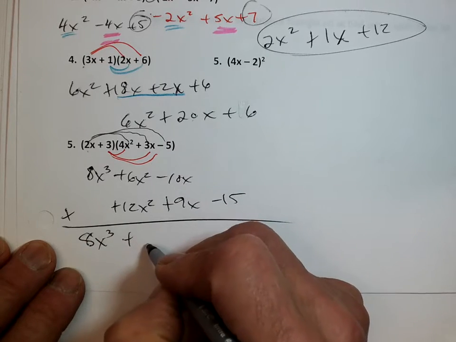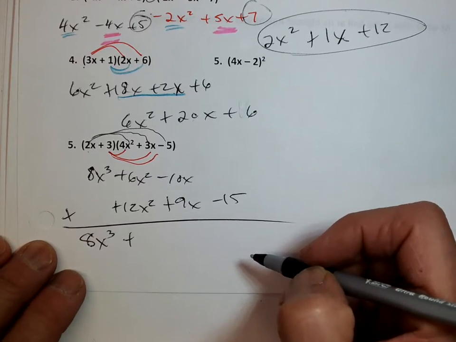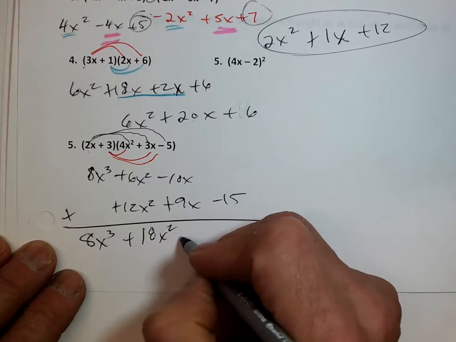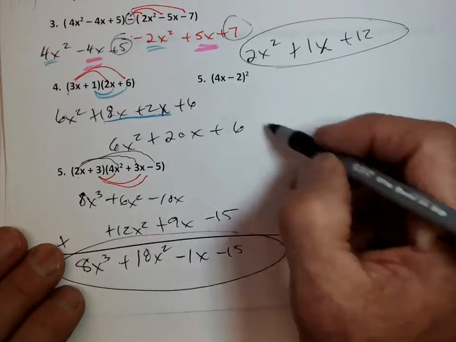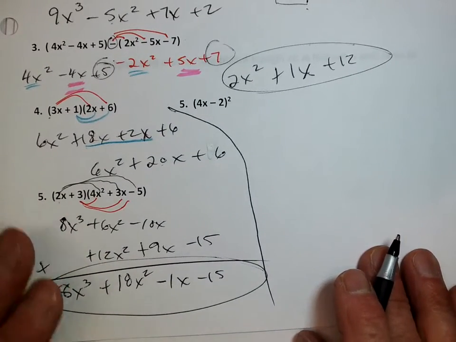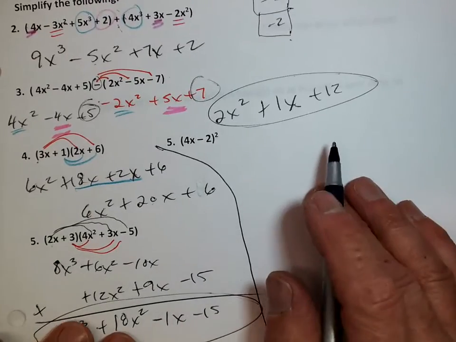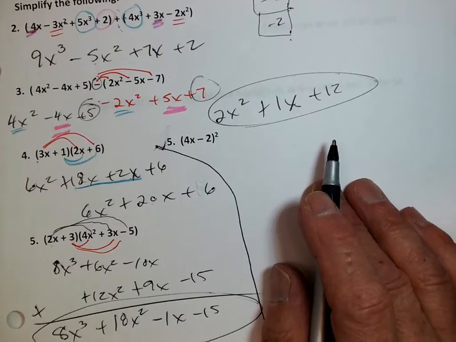Plus. Did you skip a problem? Yeah. Did you skip a problem? Oh, I did. See? Made another mistake, didn't I, huh? Plus an 18x squared, minus 1x minus 15. Thanks, Anthony. So we'll go back to 5, okay? All right, number 5. Back to 5. Yeah, the other 5. Wow, look at that. Okay, there you go. That's why I skipped it, huh?